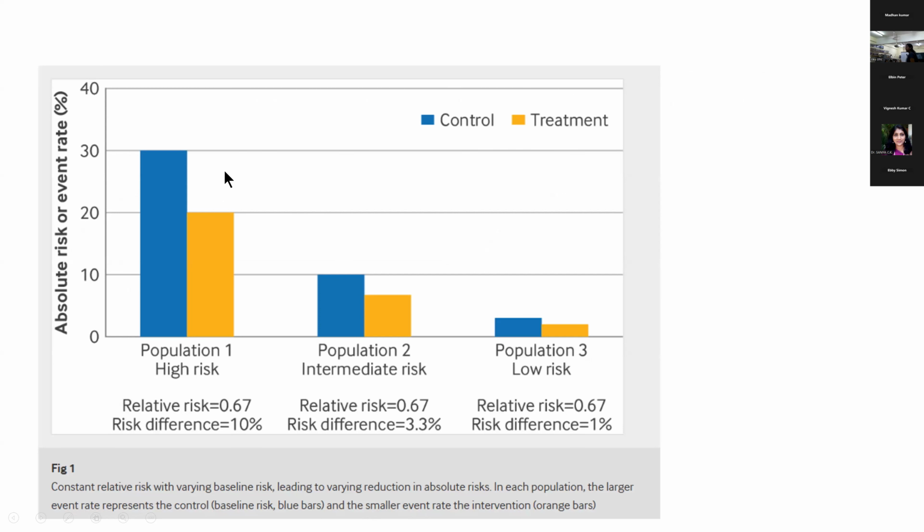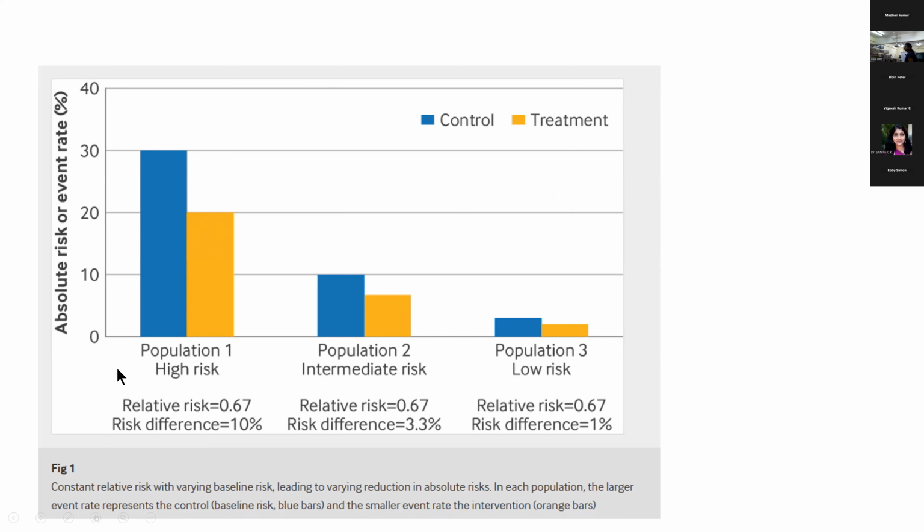If you look at this particular picture, you're seeing 3 different populations. This population is a higher risk. You can see the control is in the blue and the yellow bar is for the treatment arm. The baseline risk in this control group itself is 30%. And after giving the intervention, it came down to 20%. So we see the absolute risk difference was 10%.